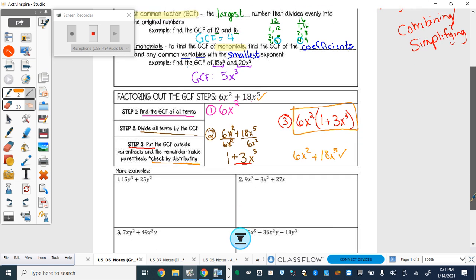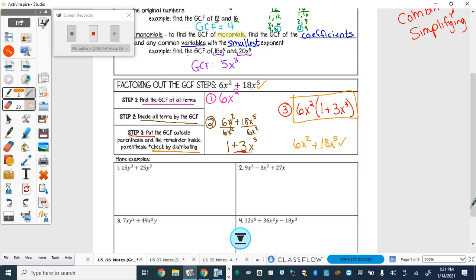So what we did is we took our expression, the 6x squared plus 18x to the fifth, and we just broke it apart. And this is, again, going to help us later when we're going to try to solve equations. So we're just practicing a skill for now. So looking at our examples, we're going to start going through some examples here.